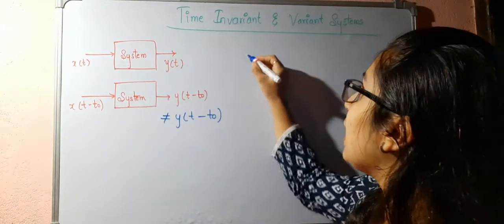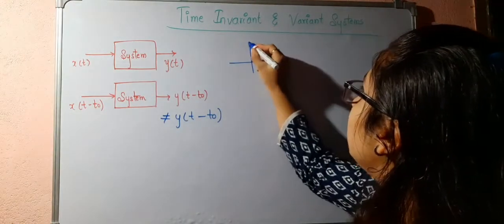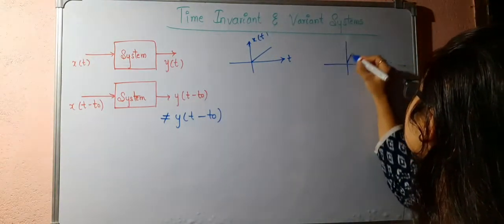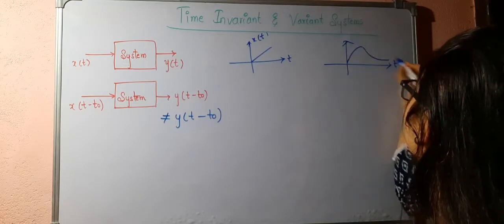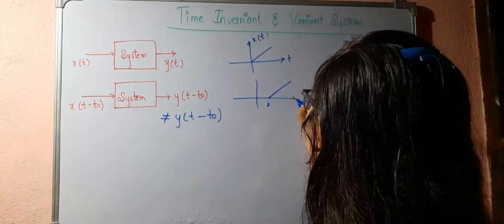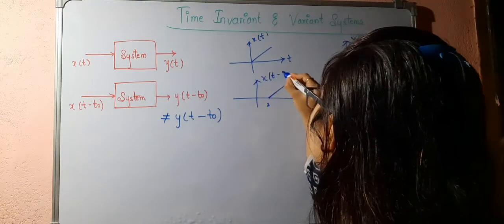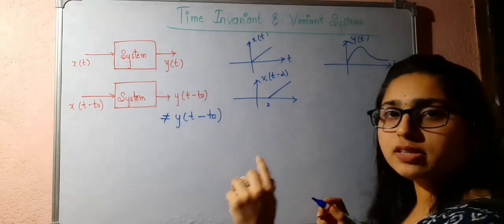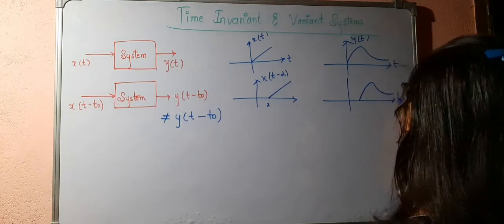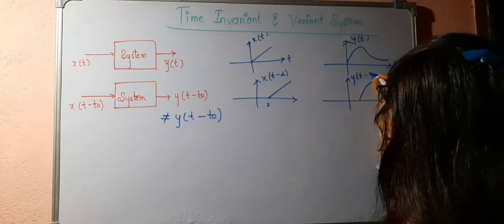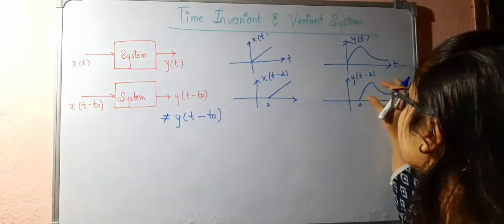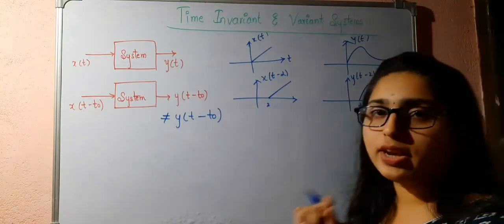Now what happens, if I am applying this particular signal, this is your x of t. For this I am getting the output something like this. Okay, this is my output, y of t. But now if I am shifting it towards the right by 2 units, this is x of t minus 2. Now a time invariant system is that system where you will get an output, see, it's the same thing, right? This is y of t minus 2. It will also be shifted, and see here the characteristics of this output are not changing.